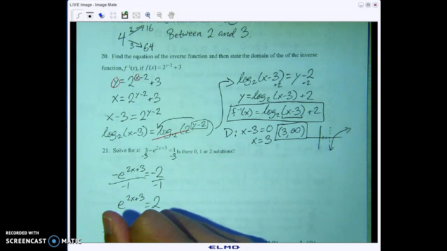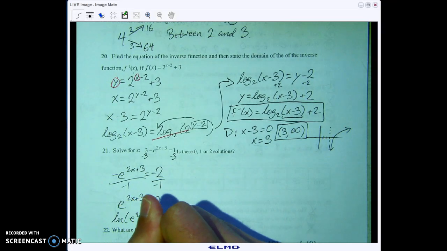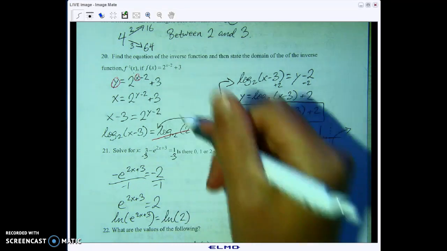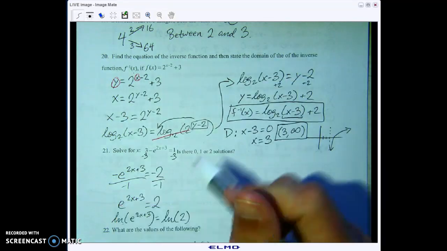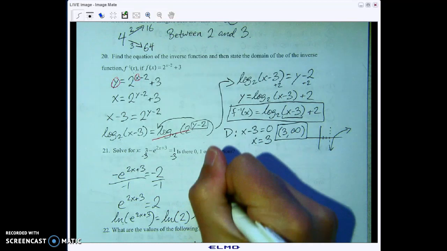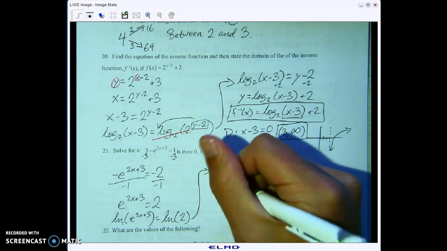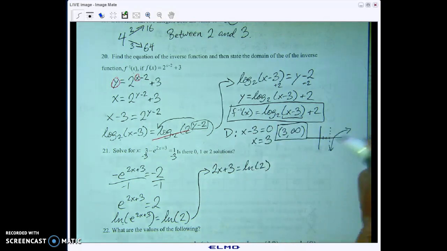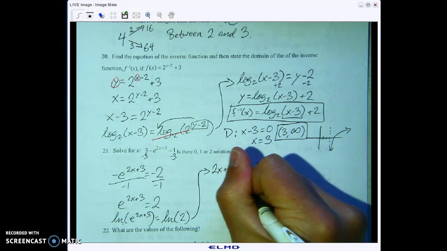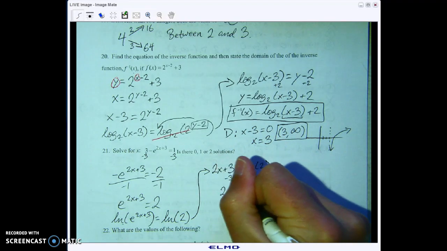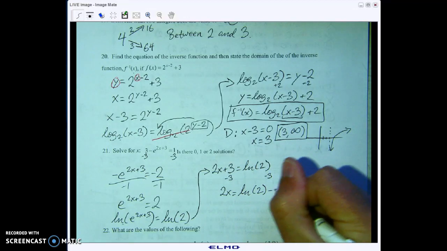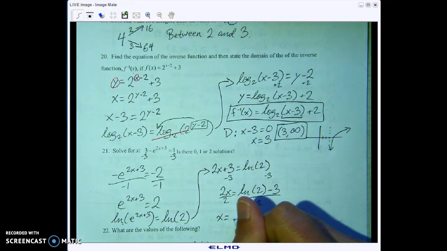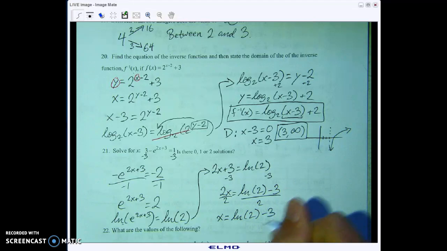But to undo the e, we're going to take the natural log of both sides. Because remember, natural log is just log base e, right? Just like over here we had log base 2, we did the same thing there. Well, log base e is written as natural log, but it's the same idea. Now we end up with 2x plus 3 on the left is equal to the natural log of 2. Okay, to get x by itself, we need to subtract 3, and we get 2x is equal to the natural log of 2 minus 3. So dividing both sides by 2, we get that x is equal to the natural log of 2 minus 3 all over 2.